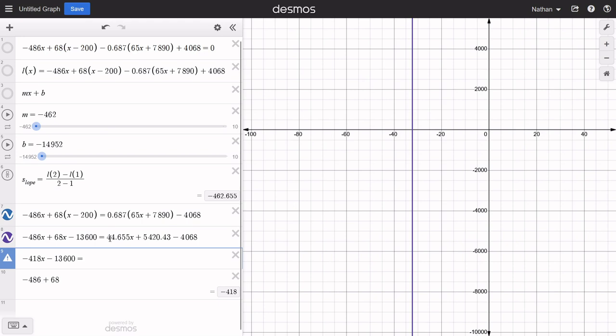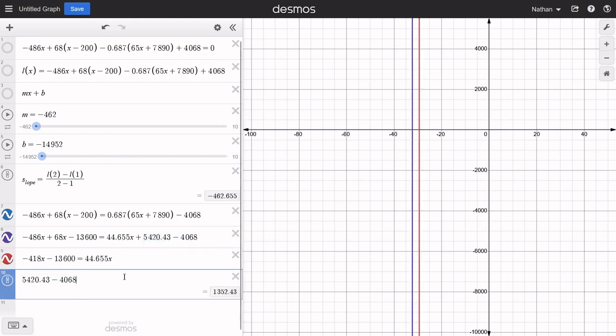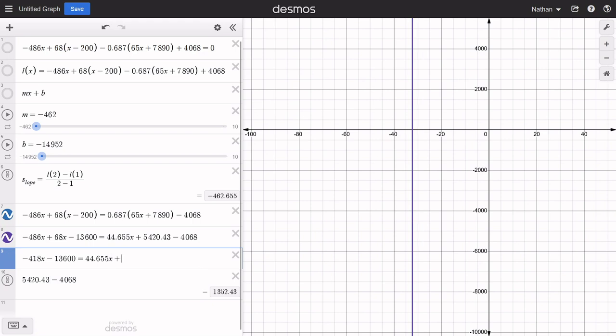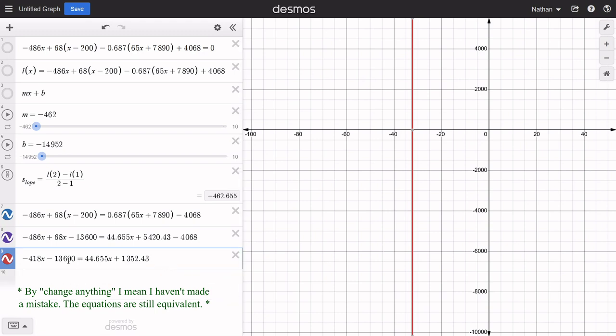Okay, now we're going to get the 44.655x. Nothing combines with that. But now we can add these two values together. I can just copy that, paste it. Okay, it's plus 1352.43. Once again, this vertical line here is overlapping the other two, so I know I haven't changed anything there.